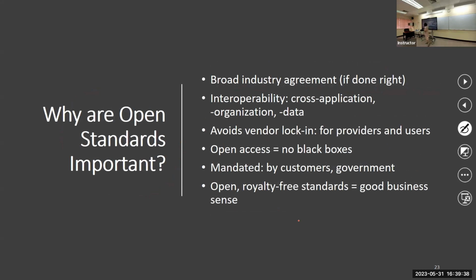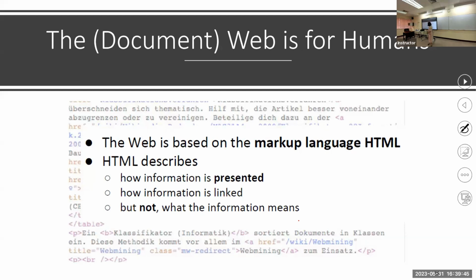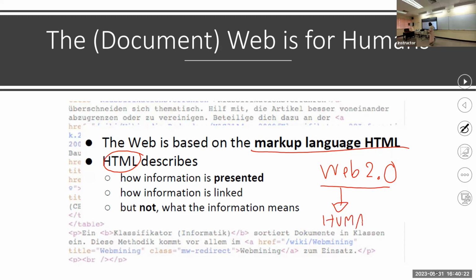Already I talked about standardization and open standards. But anyway, the key thing was Web 2.0. The web is based on a markup language, namely HTML, to describe the presentation, how it looks, how one HTML document links to another HTML document, and so on. But basically, the main users of HTML and Web 2.0 are humans. It's human-centric, made mostly for humans.